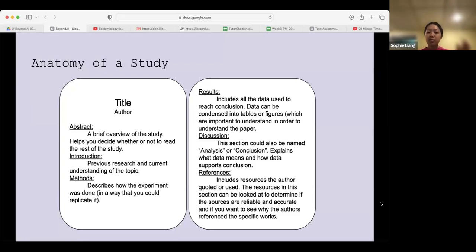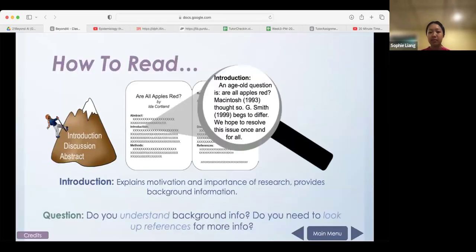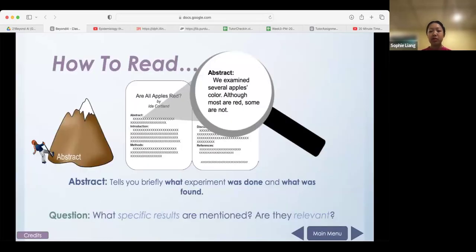Okay, so now we talked about the journal structure. We're going to talk about the order that you should read a study in to make the most out of your time. Okay, so you should always start with the abstract. It tells you briefly what experiment was done and what was found. So basically, what the researchers did and what did they find out? What was the result, the conclusion, takeaway?